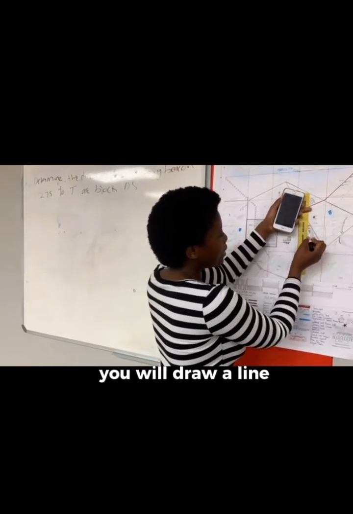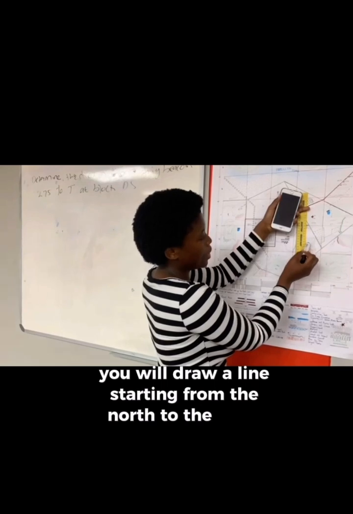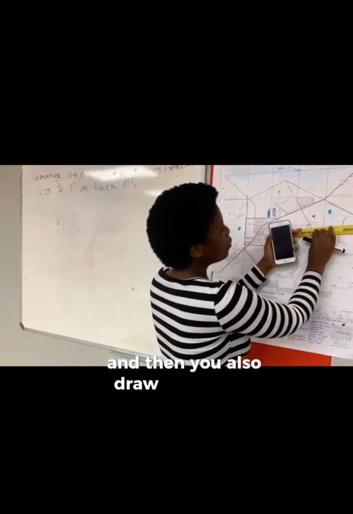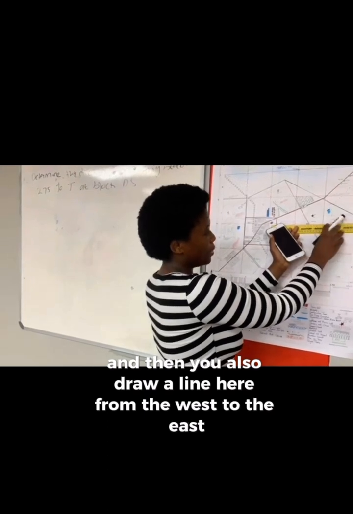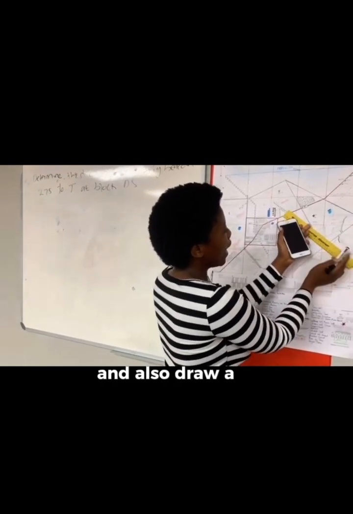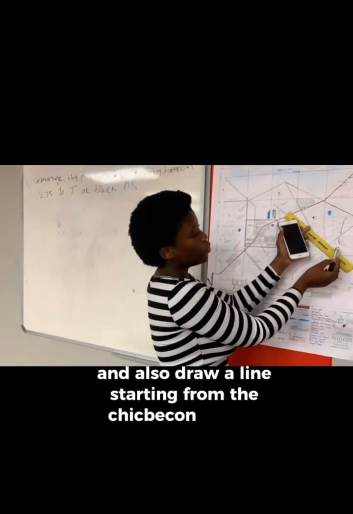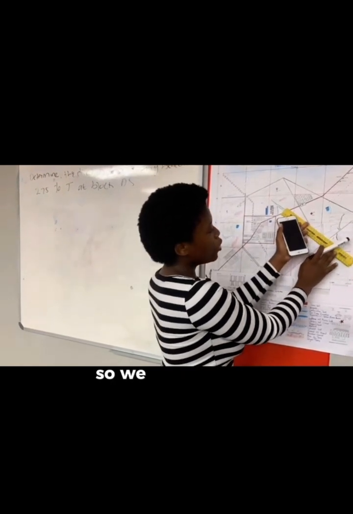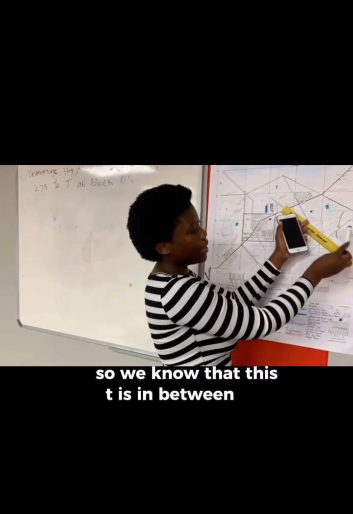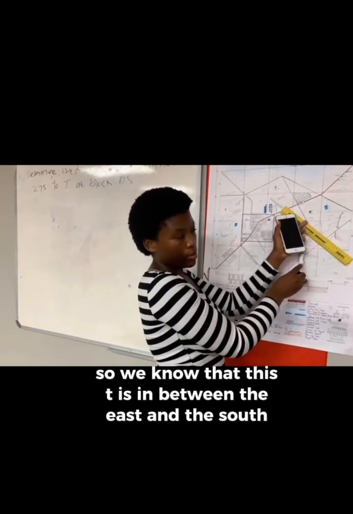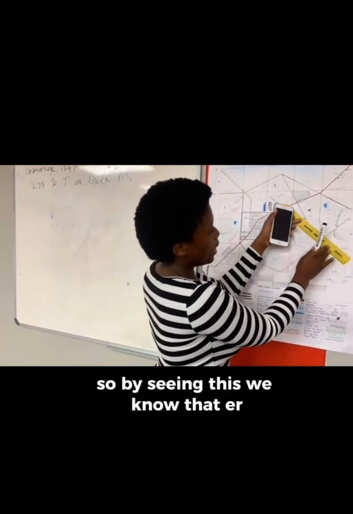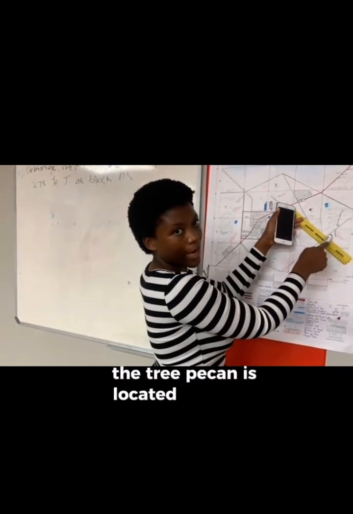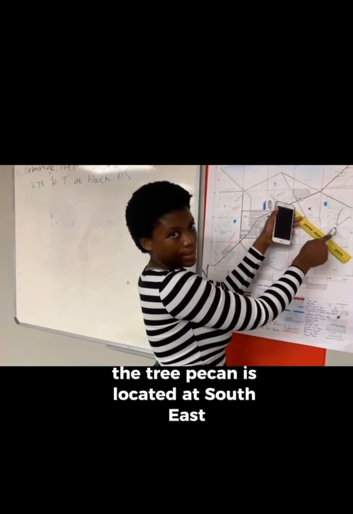You will draw a line starting from the north to the south, and then you also draw a line from the west to the east, and also draw a line starting from the trig beacon to the T. So we know that this T is in between the east and the south. So by seeing this, we know that the trig beacon is located at southeast.